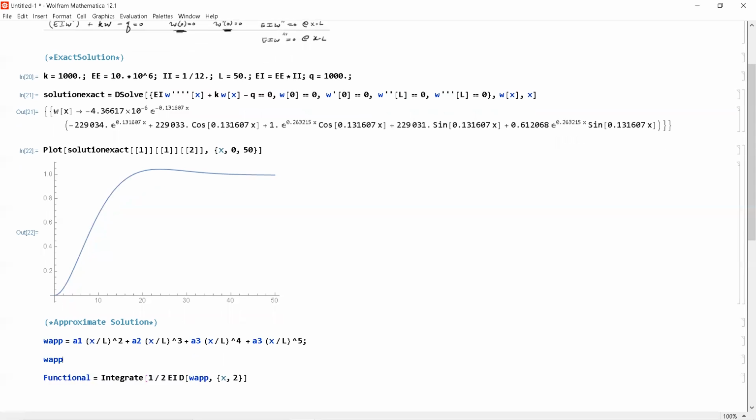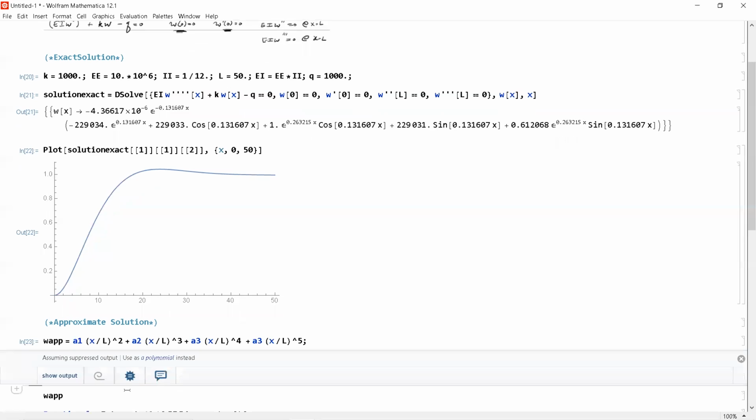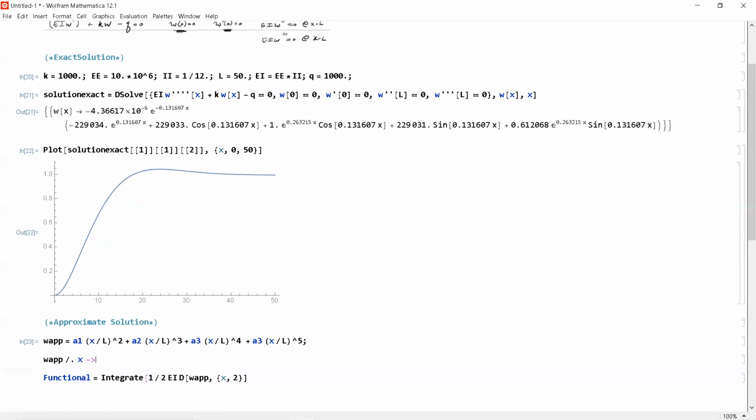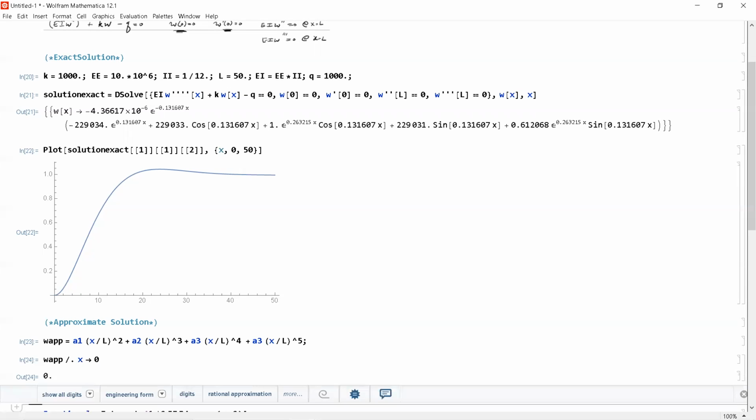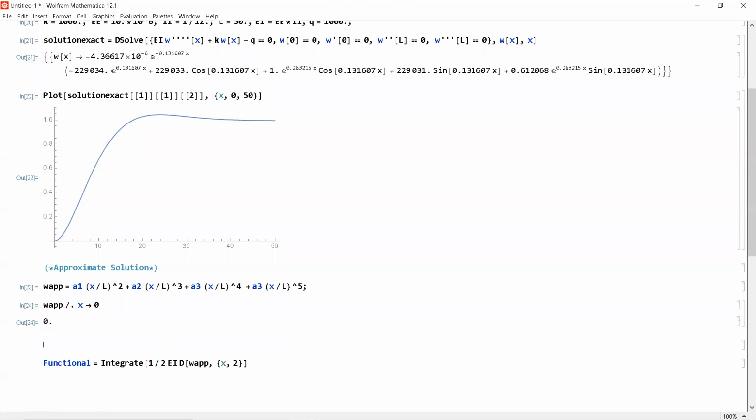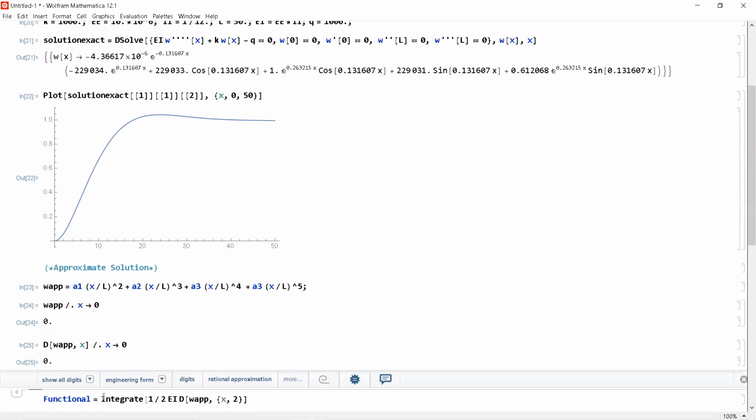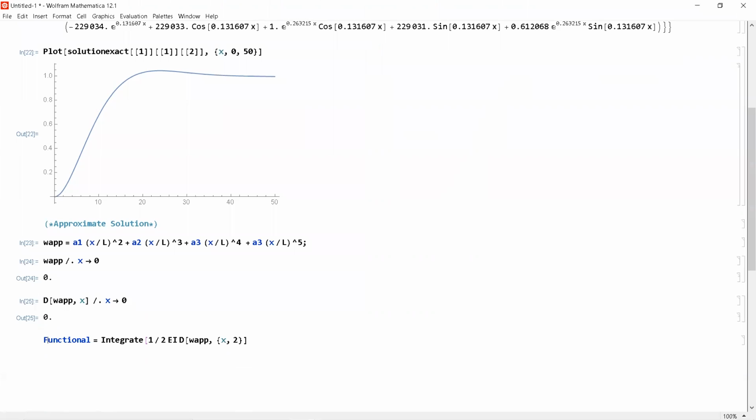For example, let's evaluate this. W at x equals 0 is 0, and the first derivative of W evaluated at x equals 0 is 0. So it works really well. You can see that happening. So, okay, this works.